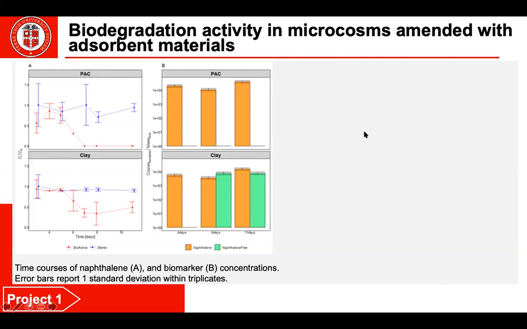These are the results from the activated carbon and the clay systems. On the left column is tracking concentrations of naphthalene. My red lines are showing naphthalene degradation under bioactive conditions. My blue lines are showing naphthalene transformation under sterile conditions. And this was done over the course of 2 weeks.